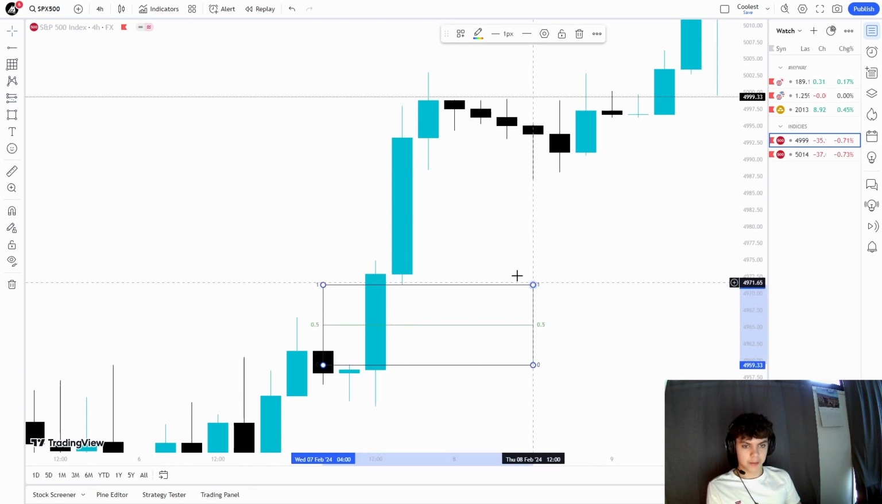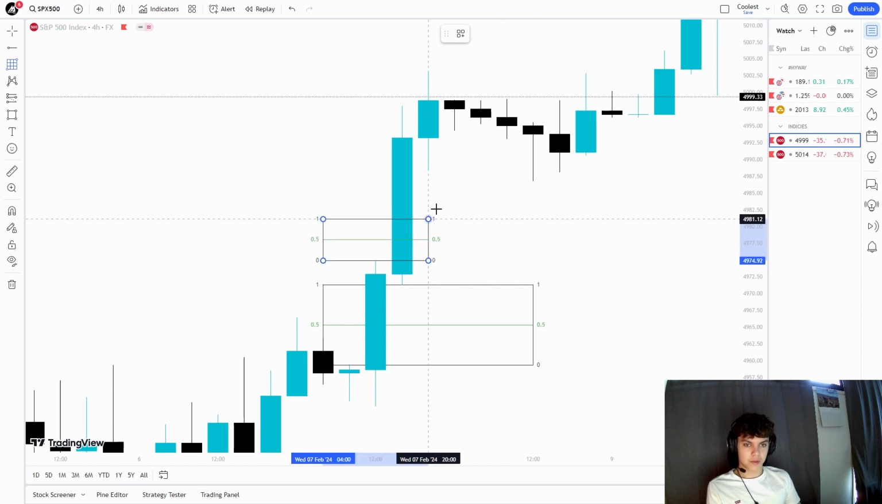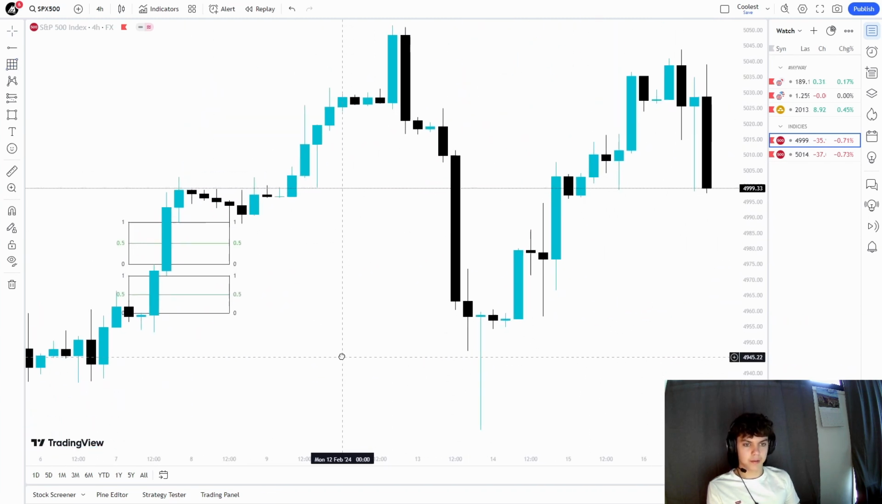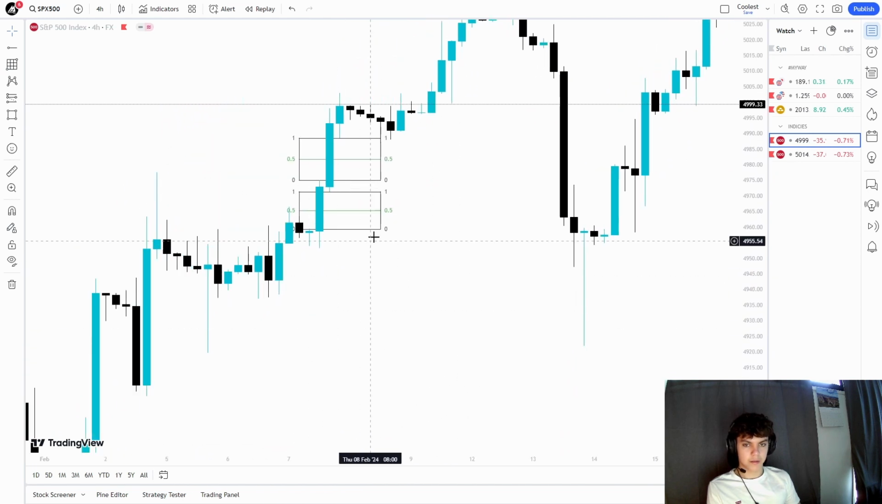This is a fair value gap. This is a fair value gap. These both of them, they are fair value gaps. Okay, what happens here? They get filled. Doesn't break structure yet, but what happens then?